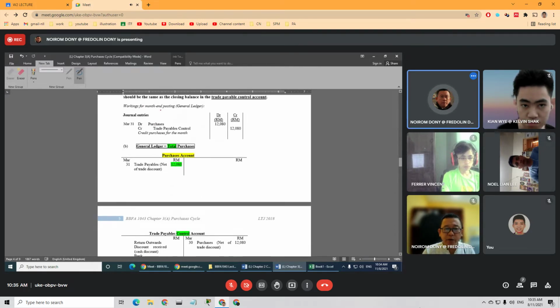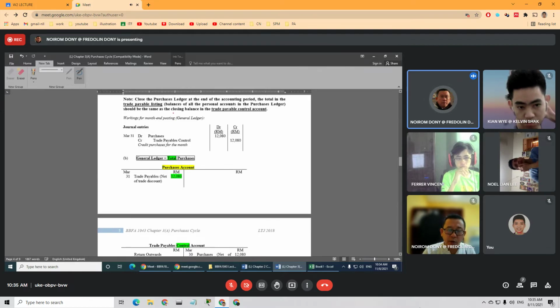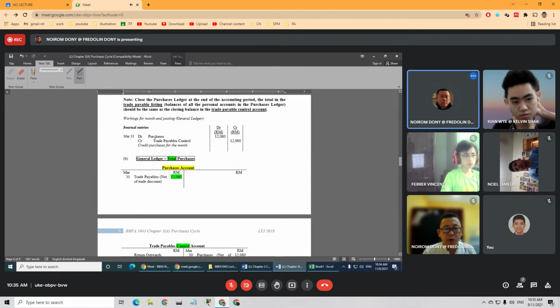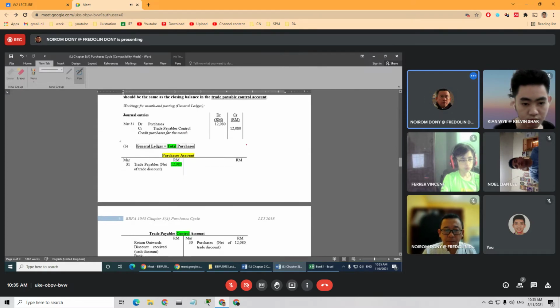The journal entry is only to explain to you. You don't have to prepare this unless you are required by the question to show the journal entry. Then we do the journal entry, putting the last day of the month. Remember, purchases is an expense. So an increase of expenses is a debit item, we debit purchases. If we debit purchases, definitely the corresponding account should be credited. That will be the trade payable control account.